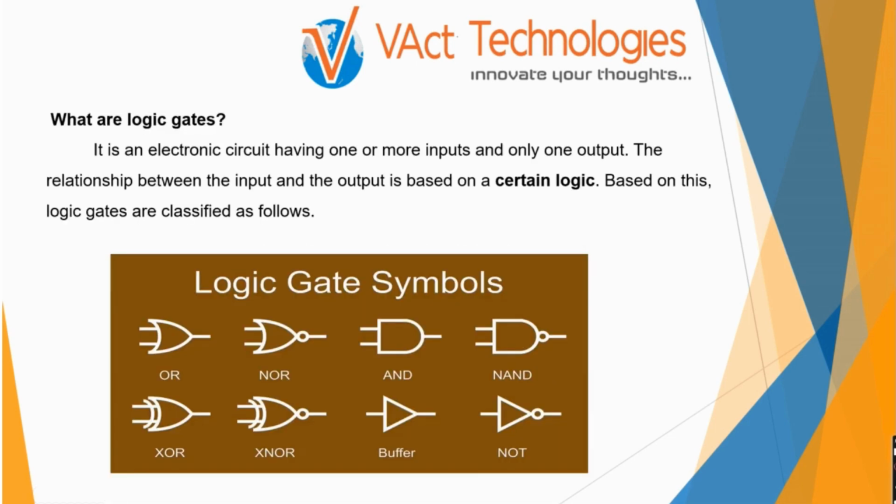Logic gates are semiconductor devices having one or two inputs and only one output. On the input terminal we will give digital inputs, and on the output terminal we will obtain digital output. Logic gates are the basic building blocks of some electronic units, and the output is based on a certain logic. Based on this logic, the gates are classified into 7 types.